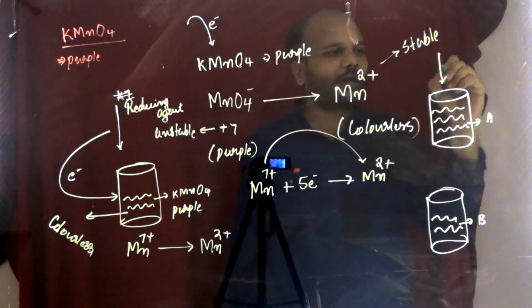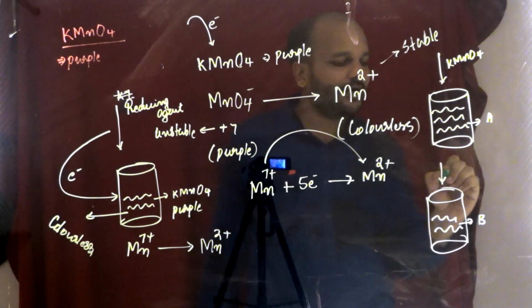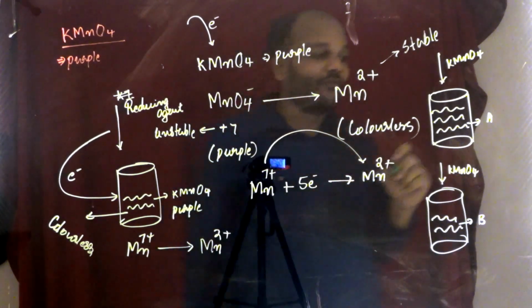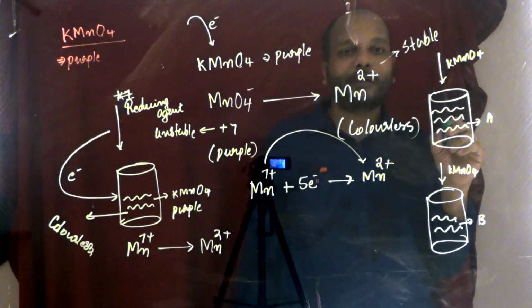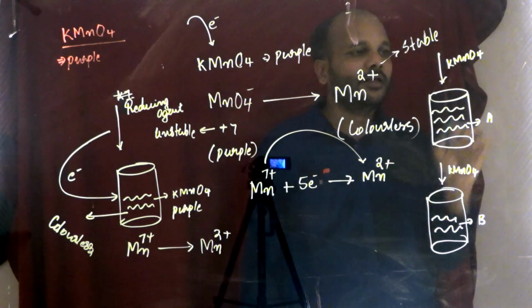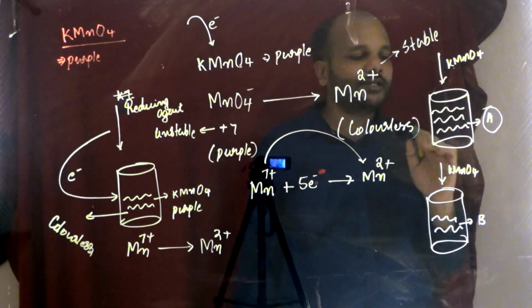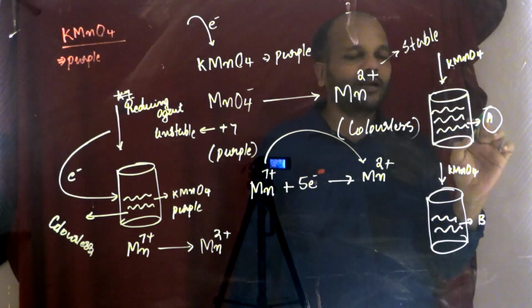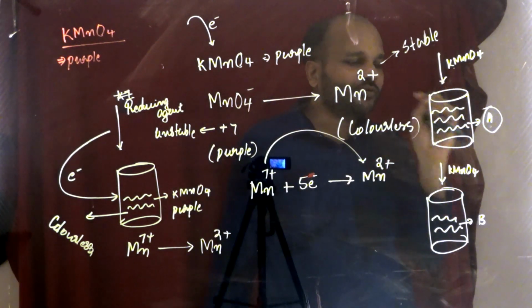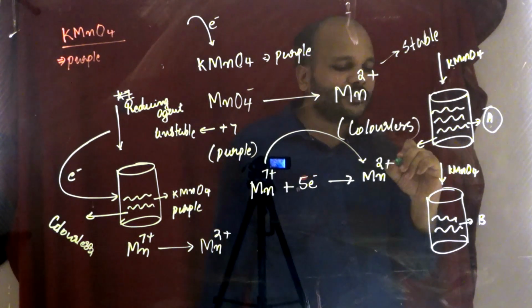You can add 5 drops of KMnO4 here, and here also you can add 5 drops of KMnO4. Once you add KMnO4, this solution is supposed to become purple colored, because KMnO4 color is purple. Think in this way: you added 5 drops of KMnO4 into A, and there is no change in the color. When you added KMnO4 into B, you saw the color becoming purple.